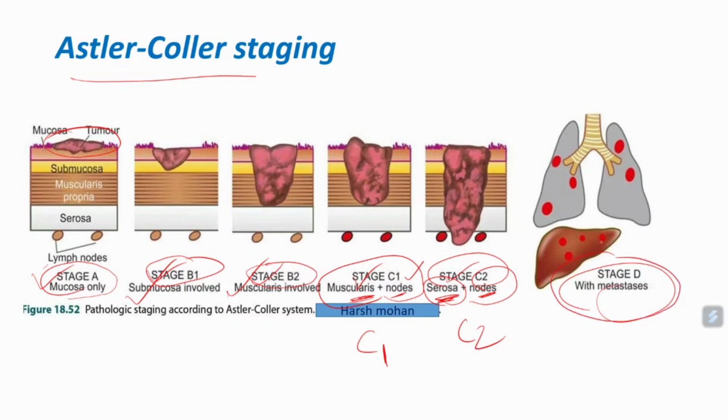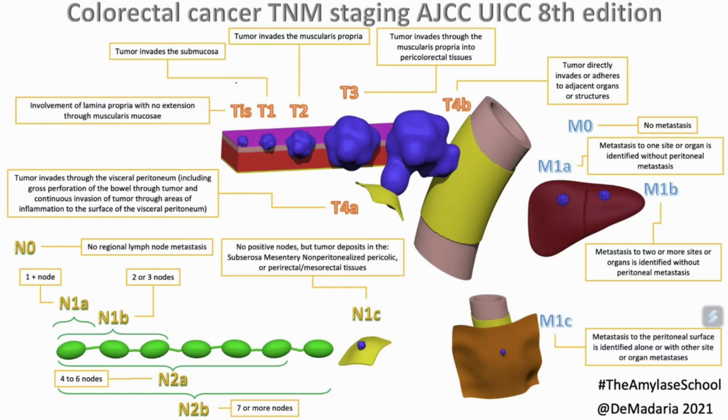And stage D is the stage where the patient will have metastasis. From the colorectal cancer, it will have invaded other tissues. If it invades the lungs, the liver, or the pancreas, they are considered stage D. And the third staging mechanism is the TNM staging method. This is the advanced method. In this we have T. T talks about the tumor, how the tumor is involved.